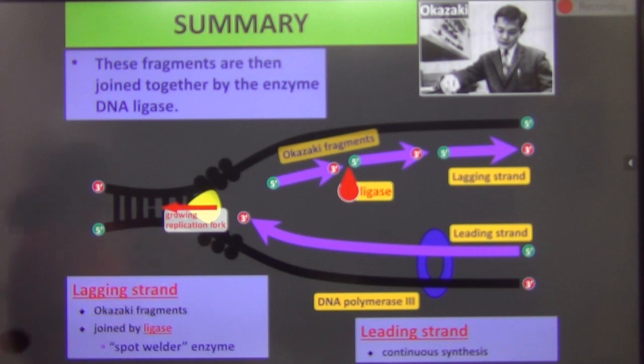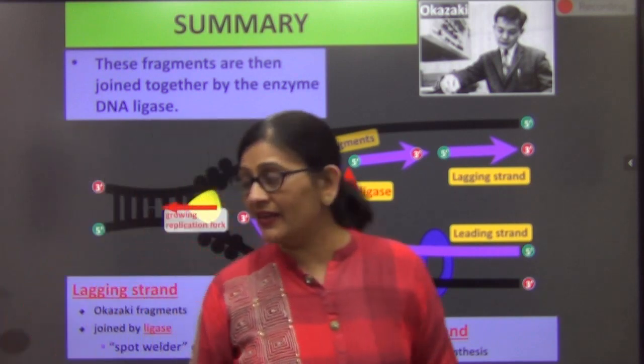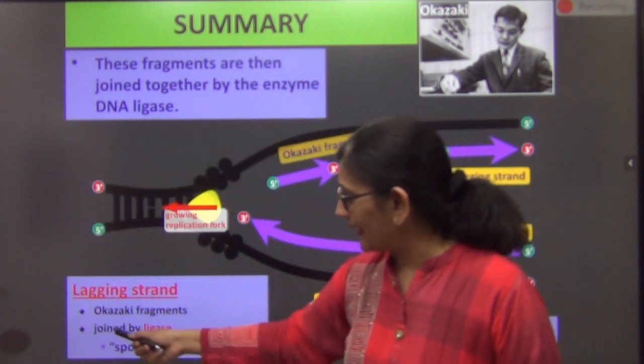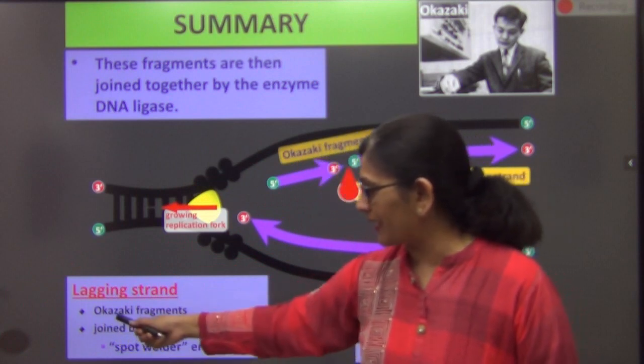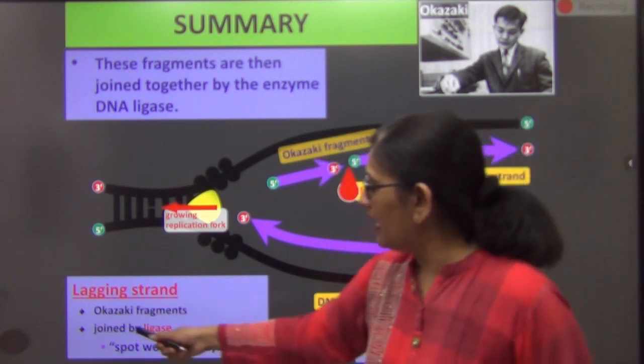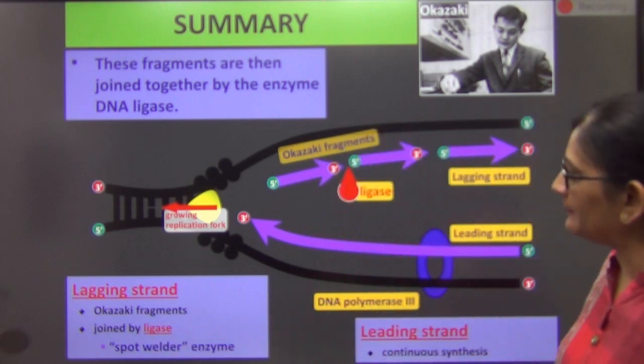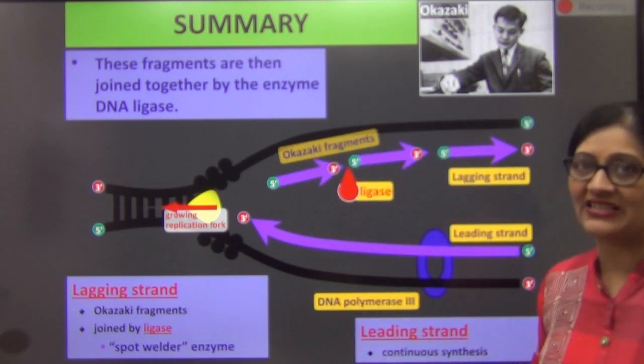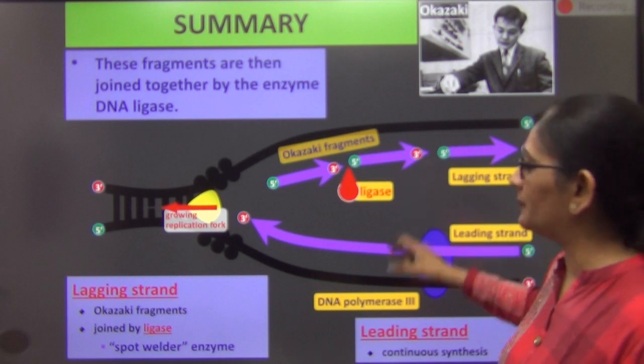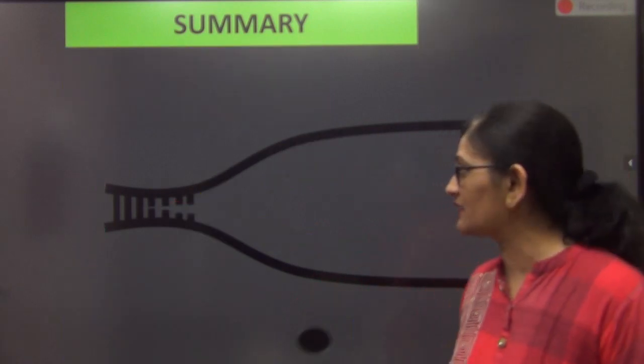ठीक, the lagging strand, you can see here it's written the lagging strand is called lagging strand because it is made up of smaller fragments called Okazaki fragments, and these fragments are later joined by ligase enzyme which acts as a welder. They weld these smaller pieces and they make a continuous DNA in this strand as well.